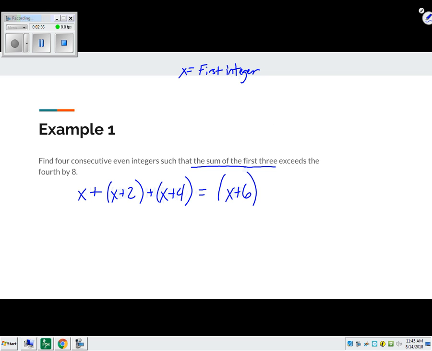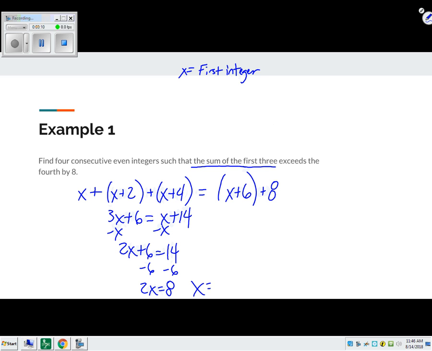And it says it exceeds the 4th by 8. That means that this left side is 8 units larger than what the right side would be, this fourth integer. So if I add 8 to that fourth integer, I should get both sides to be equal. Don't let the parentheses throw you off. I'm just combining my terms here. So I'm going to get 3x plus 6 equals x plus 14. I'm going to subtract x from both sides, and I get 2x plus 6 equals 14. Subtract 6, 2x equals 8. So x is going to be 4.